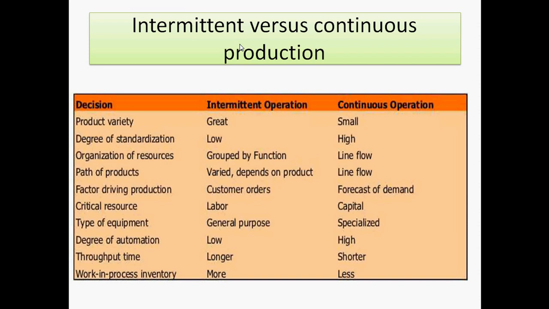So in intermediate operations, because your new product is developed over here, that's why it requires more inventory. But in case of continuous operation, it requires less because you know all the demand. That's why all the components are also known to you, all the raw materials are also known to you. So you can purchase accordingly, and that's why less work in process inventory is required. So this is the differentiation between intermediate and continuous production.